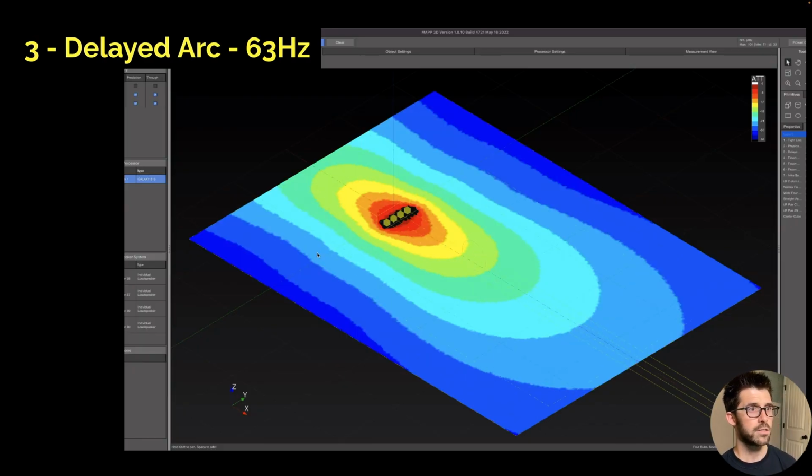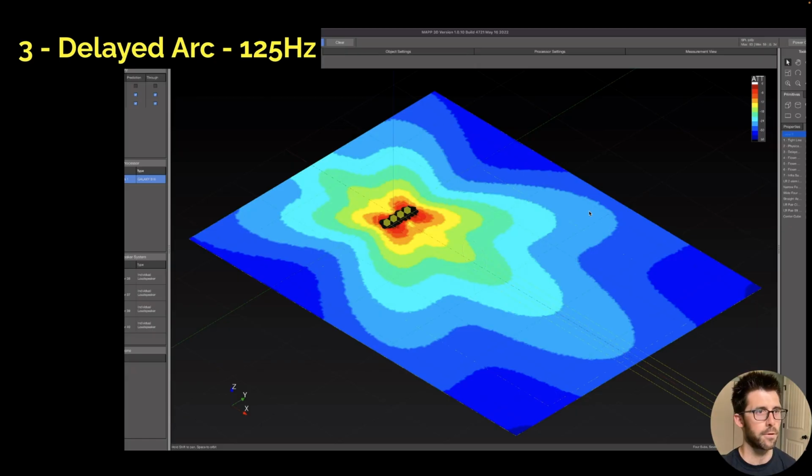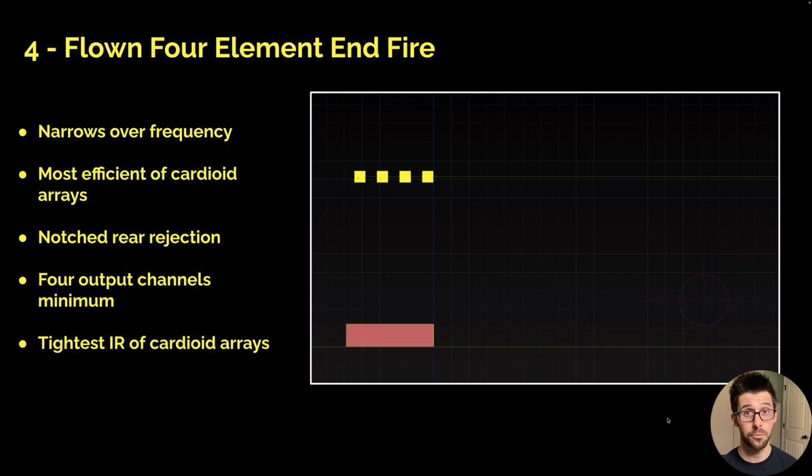And 63 hertz is pretty cool. It's a lot of energy coming back on stage, but we don't have a weird lobing in the pattern. It's narrowing it further still. And not quite as weird of a fighter jet pattern here at 125. So with delayed arcs, I usually like subwoofers that have lower crossover points because things start to get weird in the upper frequencies. Now let's move on to our first flown setup.